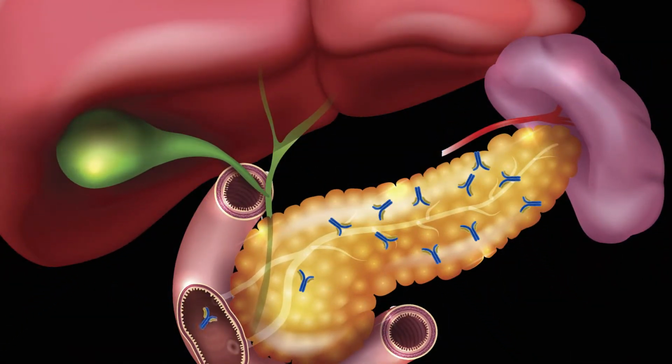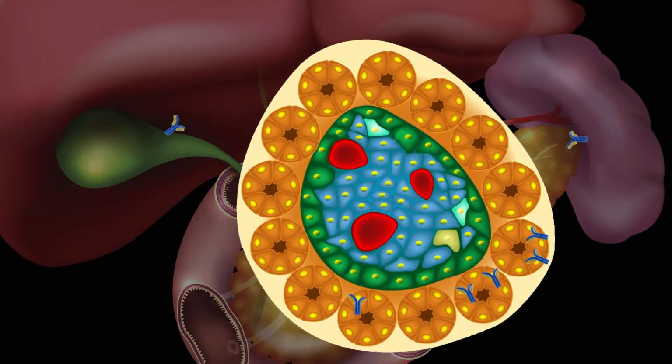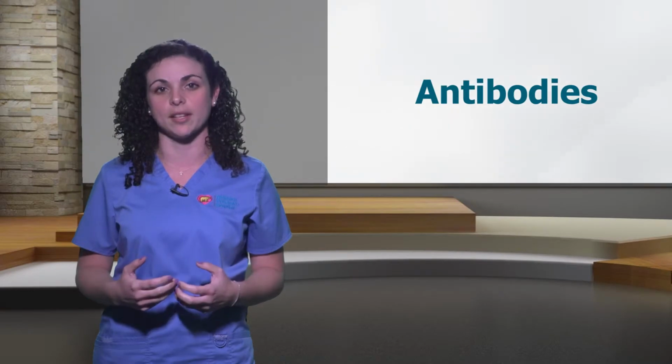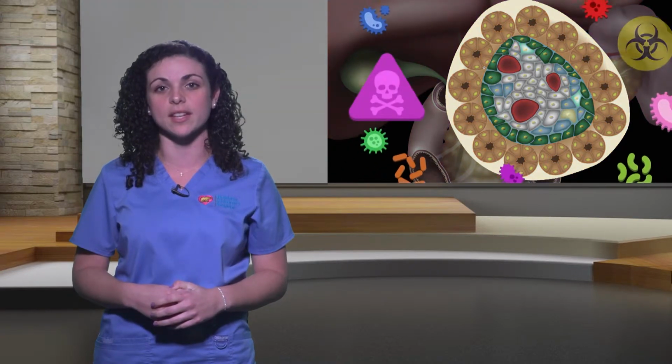With type 1 diabetes, the body attacks the islet cells in the pancreas where the insulin is made. The damaged islet cells then cause the immune system to develop something called antibodies. The third cause can be a virus, chemicals, or the environment. Our genetic makeup determines if a body will allow a virus, a chemical, or a substance in the environment to get into the islet cells and cause damage.